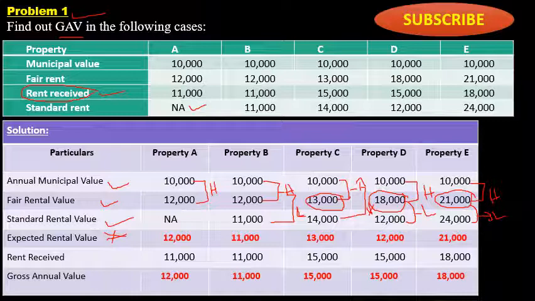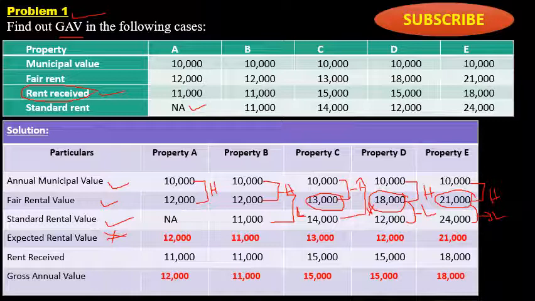See, in case of expected rental value, it should not be more than standard rental value. That is what the clause says: municipal value or fair rental value, whichever is higher but not exceeding the standard rental value. The limit is the standard rental value. If it is more than standard rental value, then standard rent itself is the expected rental value. So in all cases, the expected rental value is not more than standard rental value. Either it is less than standard rental value or equal to it.